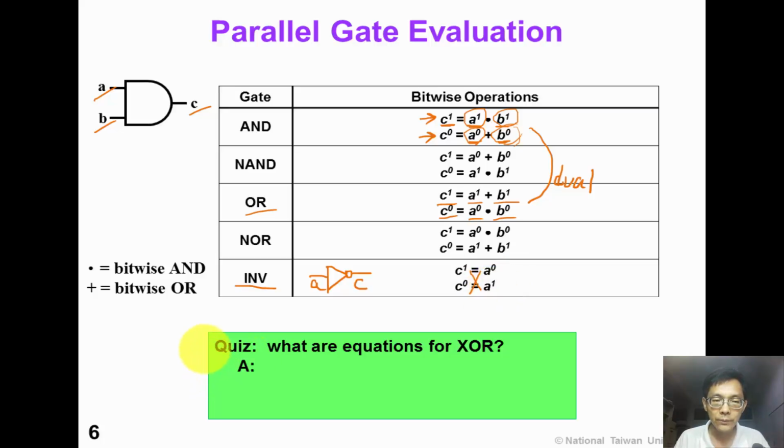So we have a short quiz for you. Please write the equation that can evaluate an exclusive OR gate in parallel. Have you got it? Yes. For exclusive OR gate, we have two scenarios where C1 can be 1. That is, A is 1, B is 0, or A is 0 and B is 1. For C to be 0, we can have A1, B1, or A0, B0. This is our answer.